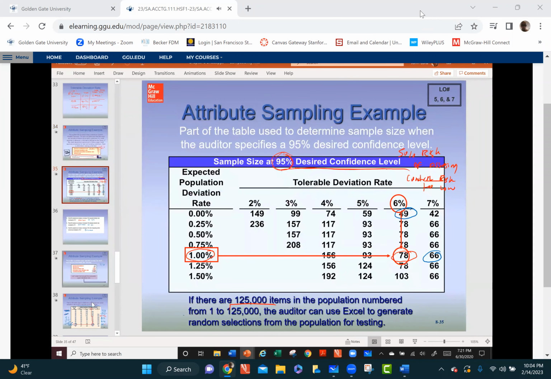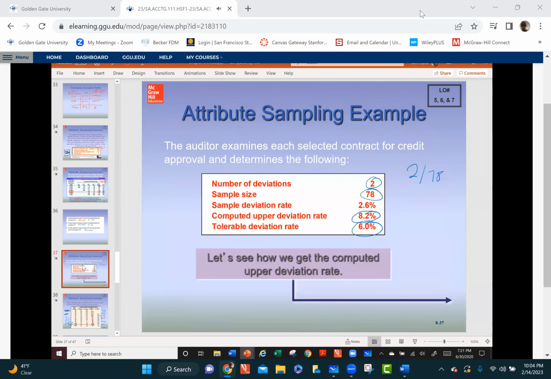Again, it's important that you know how these different factors affect sample size, but once we determine that our sample size is 78, then we go ahead and look to see, in this example, to what extent these sales invoices had a credit approval on them.